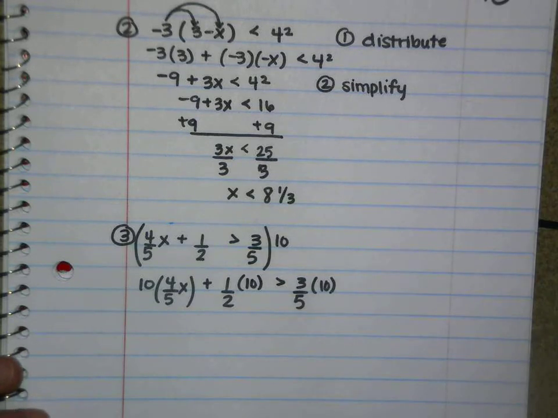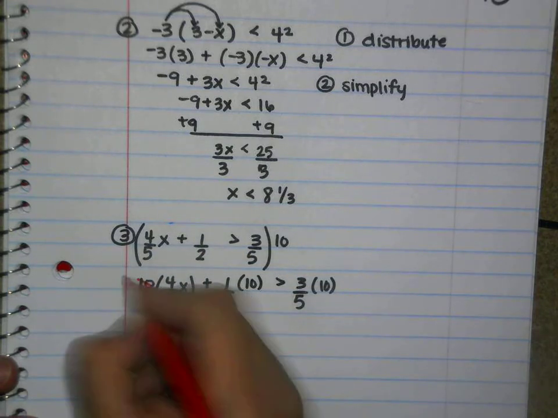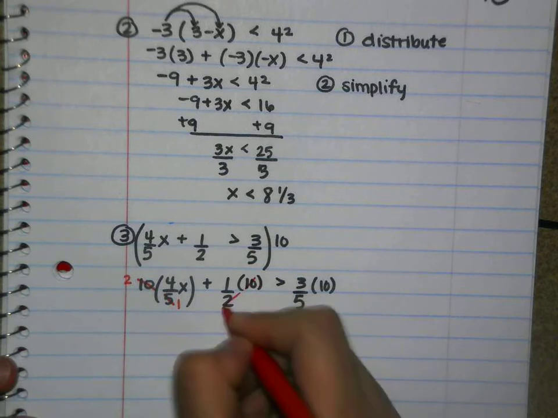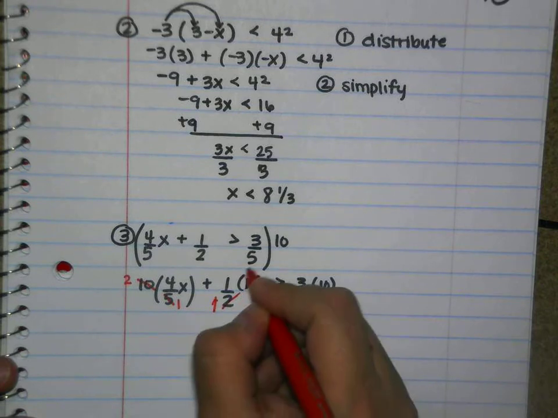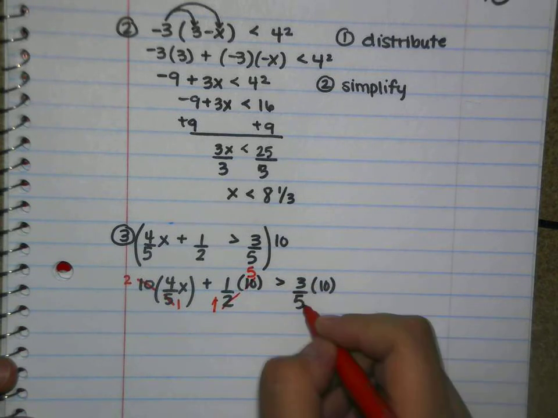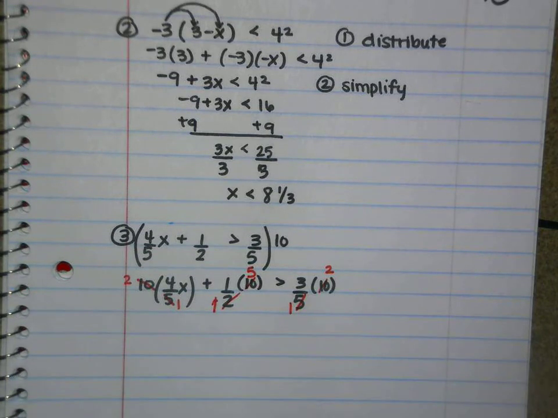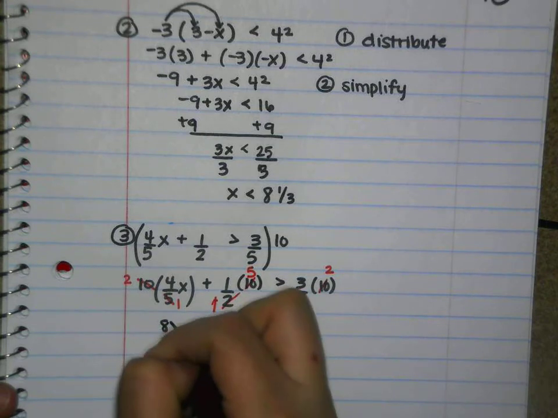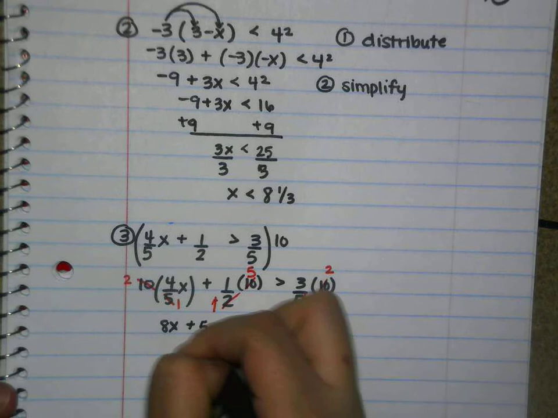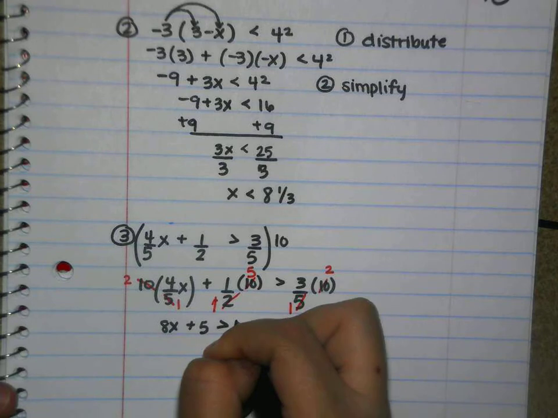So we're going to go ahead and do some cross canceling quickly. 5 goes into itself 1 time, 5 goes into 10 2 times, 2 goes into 10 5 times, 2 goes into itself 1 time, 5 goes into itself 1 time, and 5 goes into 10 2 times. If we multiply everything through, that's going to leave us with denominators of 1. And our numerators here are 2 times 4x, which would be 8x, plus 1 times 5, which is 5, greater than 3 times 2, which is 6.